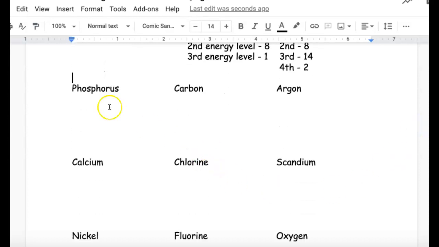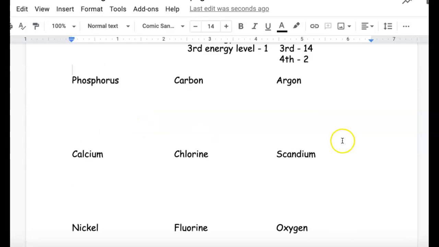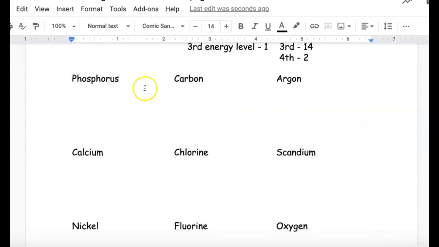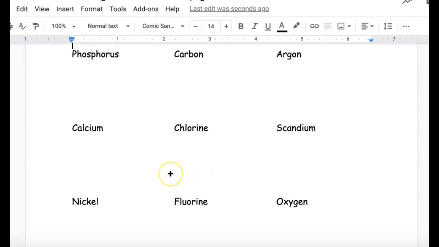Now you're going to do phosphorus, calcium, and nickel's rows. So you have a total of 9 to do. Phosphorus, carbon, argon, calcium, chlorine, scandium, nickel, fluorine, and oxygen. Now, the periodic table with the orbitals only has the symbols. It does not have the names. So if you need to, use the other periodic table to give you the names and symbols.